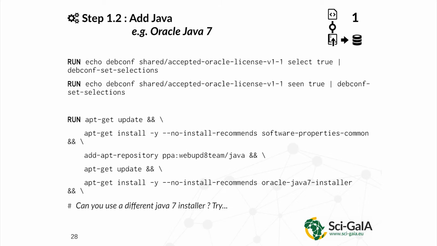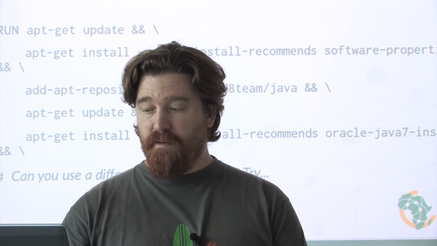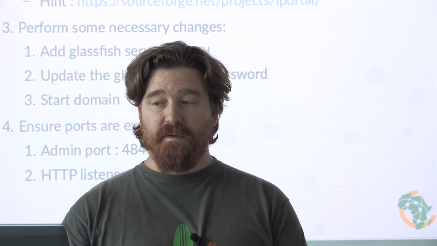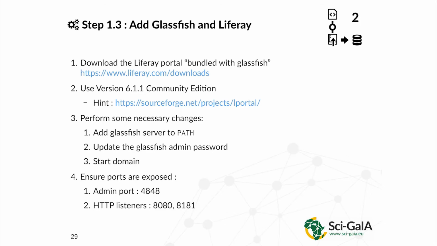Here's an example of how to go about adding Oracle Java 7 to this image. We're using the Dockerfile syntax here, and you can see the full reference of that on the web. What this does is configure the installation of Oracle Java in batch mode. So that would be the second step of the assignments.